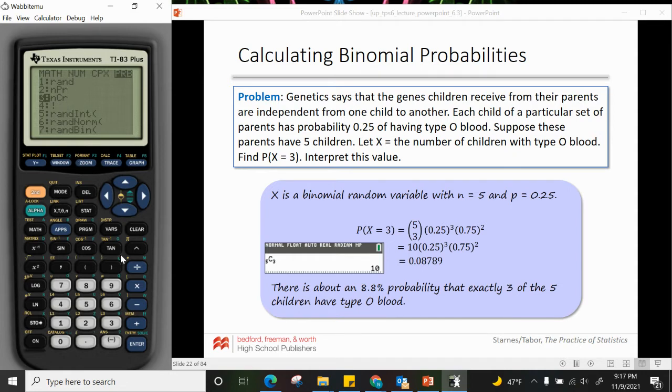And it's n choose r. So I'm going to take 5 total, and I'm going to choose 3 of them. Then this says that happens 10 different ways. So the binomial coefficient of 5 choose 3 is equal to 10.